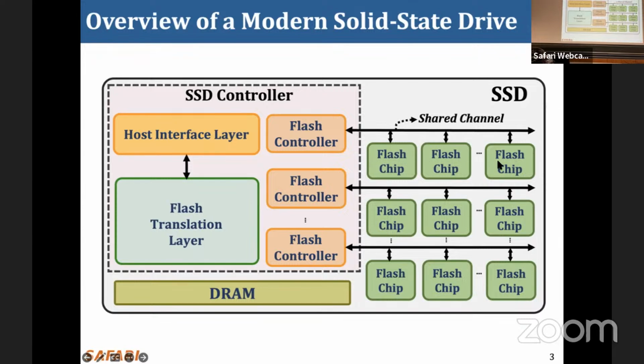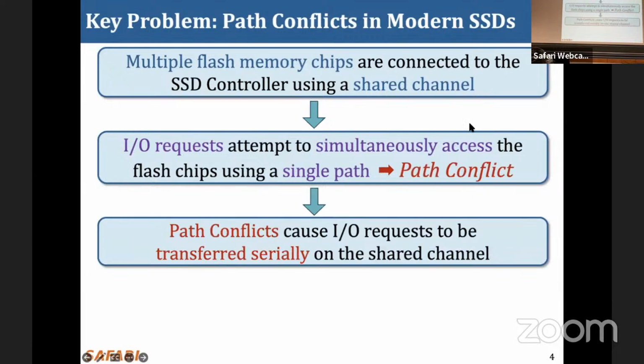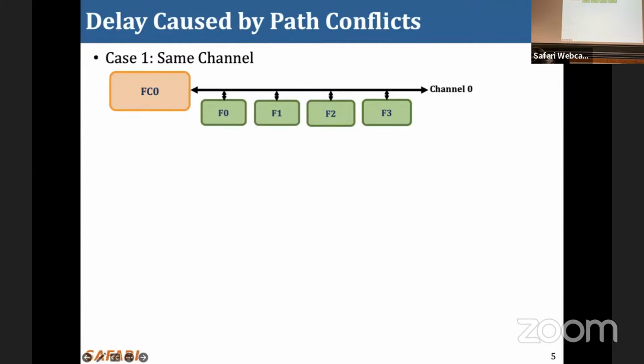Sometimes your requests are accessing different flash chips, so they shouldn't have conflict because they are going to different flash chips. But unfortunately, these flash chips are sharing the same channel. So even though they are targeting different flash chips, they need to be serialized because of that, and that can cause conflicts. We named it a path conflict, and we showed how this can cause performance overhead.